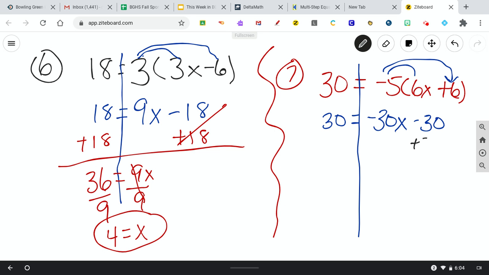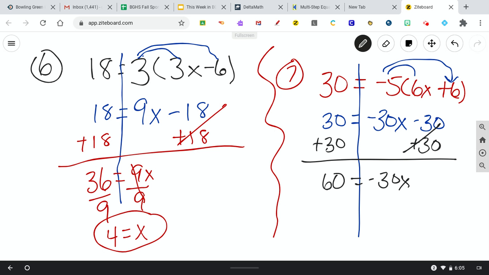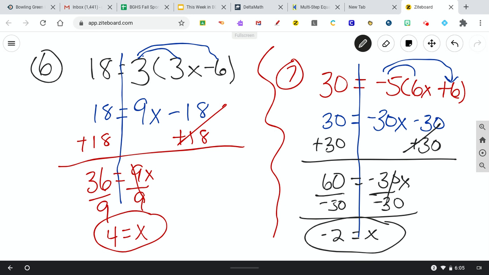So now I'm just doing my work here. And then my last step is to divide both sides by -30. Cancel. 60 divided by -30 is -2. And there we are there.